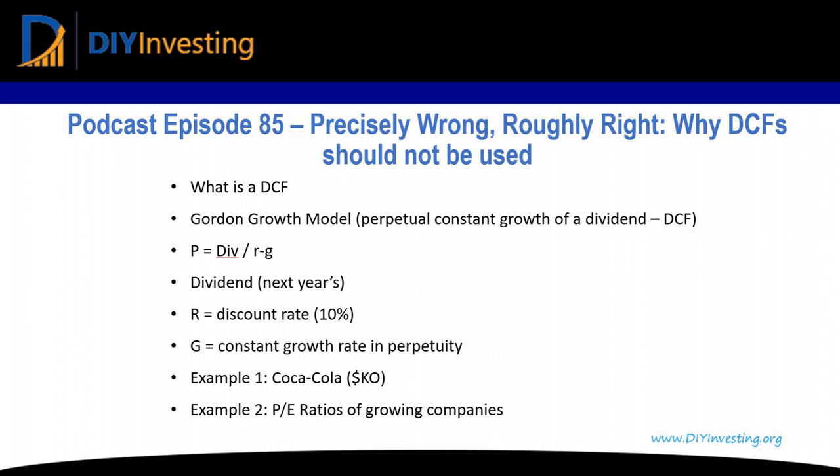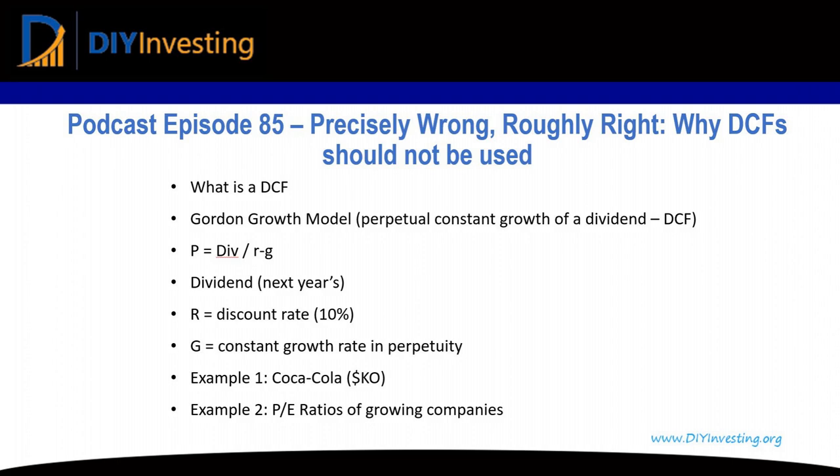And it's very simple to calculate. You basically take next year's dividend, which again is predicting the future, so there's an assumption you have to make, and you divide that by the discount rate minus the constant growth rate of that dividend. If you were to use earnings instead, you would take next year's earnings and divide that by the discount rate minus the constant growth rate of earnings into the future.